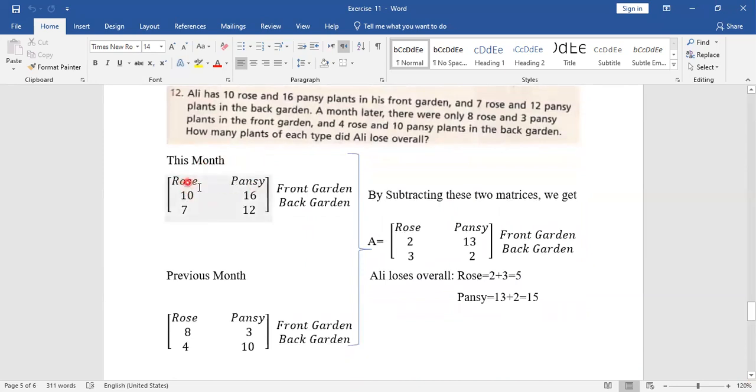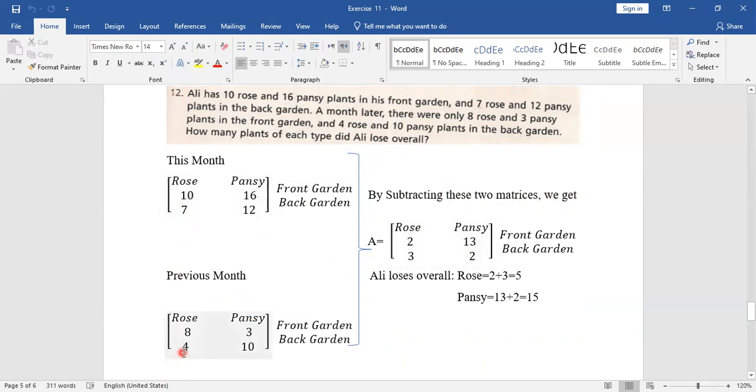Types of roses, types of plants, rose and pansies, types of flowers shows type rose is one kind, pansies is another kind. Front garden and back garden is the placement where they are. These flowers are there. From the data from the question, 10 and 16, 7 and 12. The previous month, 8 and 3, 4 and 10. For the overall loss, by subtracting these two matrices, we get 10 minus 8 is equals to 2. 16 minus 3 is equals to 13.